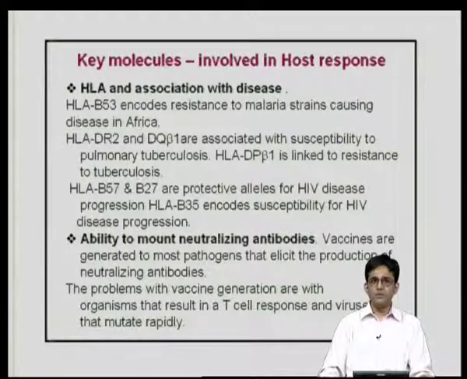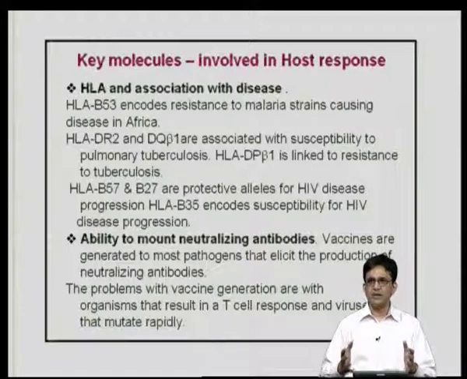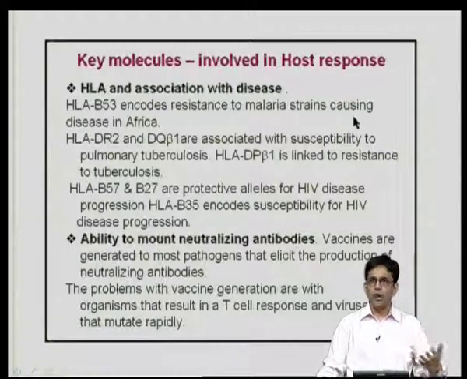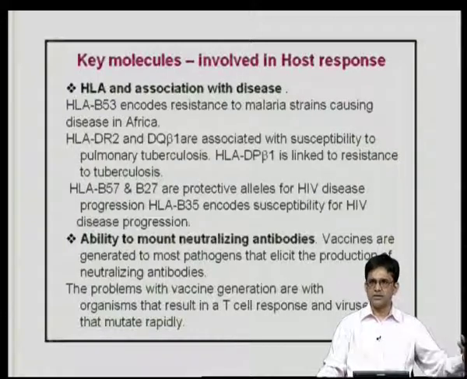For example, this particular allele HLA-B53 encodes resistance to malaria strains in Africa. Then you have the HLA-DR2 and the DQB1, which is associated with pulmonary tuberculosis. In case of HIV, again HLA-B57 and B27 are protective alleles, whereas B35 encodes susceptibility for HIV disease progression. So these are cause and effect relationships that have been studied, especially in populations where they look at cohorts and they find which populations or which individuals are susceptible or resistant, and whether there can be a correlation with the MHC.